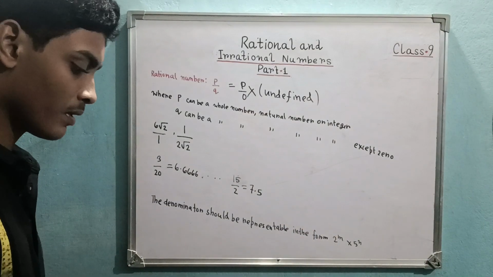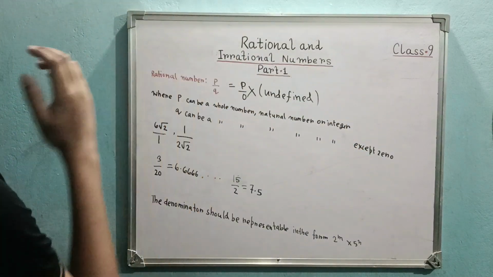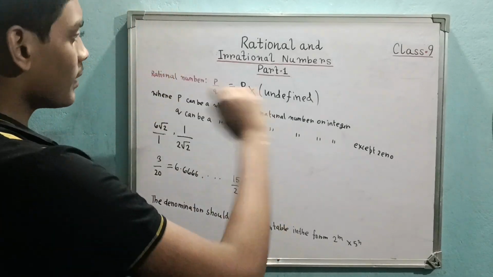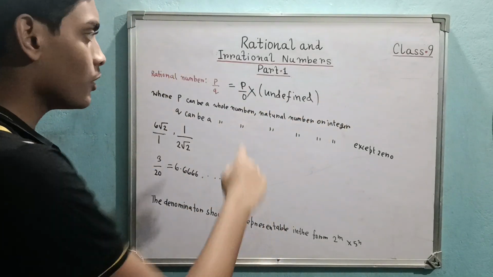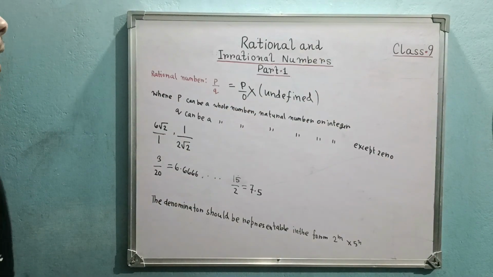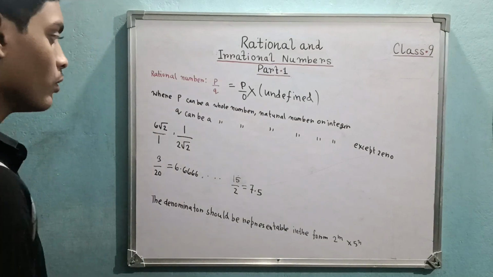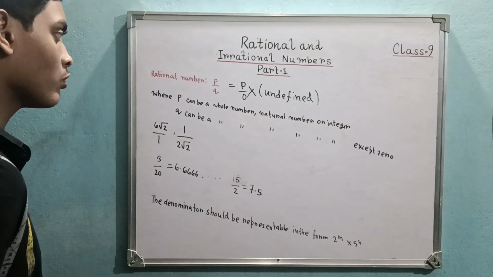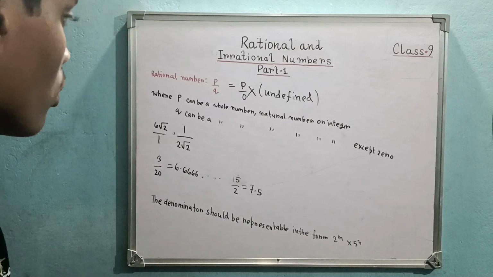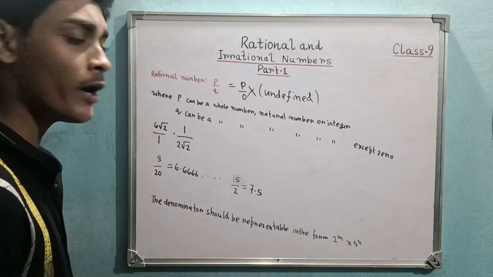So let's solve some sums. We now learned what a rational number is. It is p by q, where p can be anything, but q can be anything as well except the number 0. If it is 0, then the rational number is undefined, not possible. Irrational numbers are those which can't be expressed in a fixed ratio, which means the value is an endless value. And terminating decimals are those which have a fixed number of digits after the decimal point.